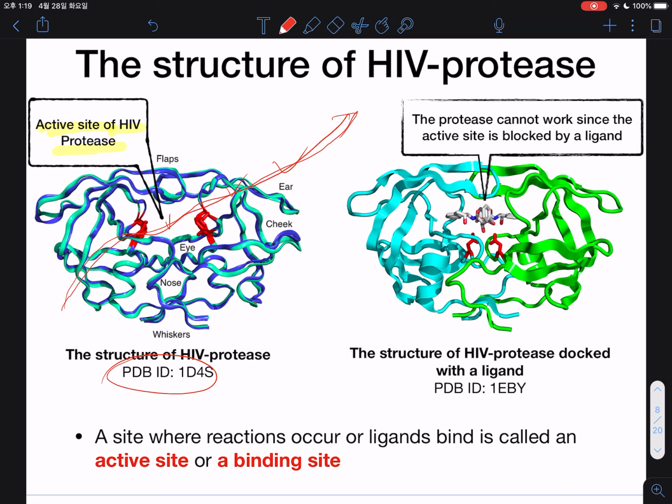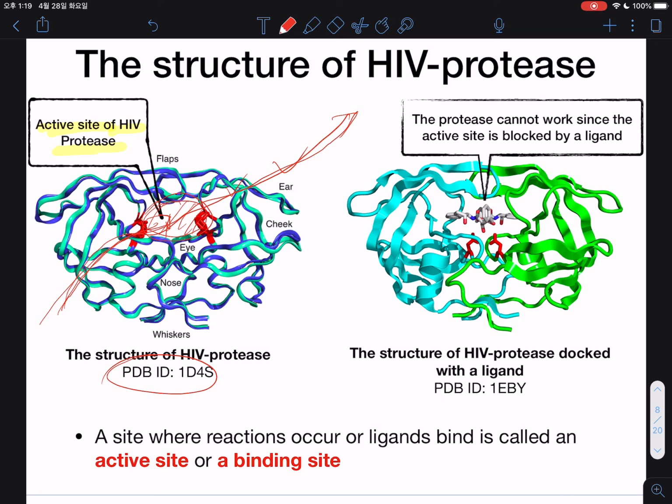Based on that idea, if we block this active site, then the peptide chain may not be inserted into this hole, into the active site, and it may not be able to be cut properly. Which means that the HIV virus cannot be reproduced, and the HIV virus cannot work. So that was one of the ideas.